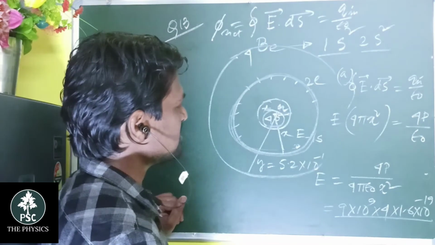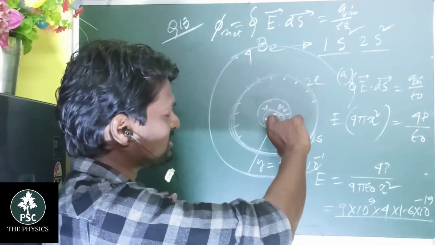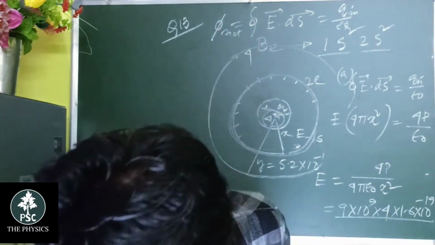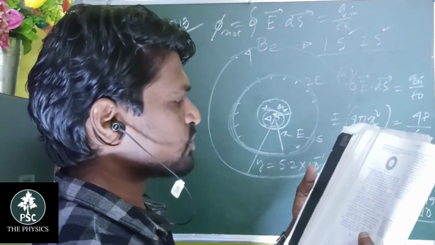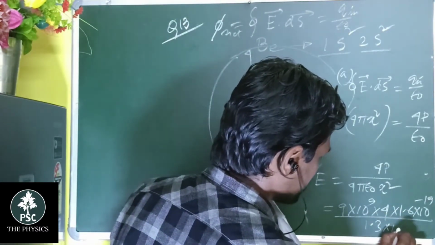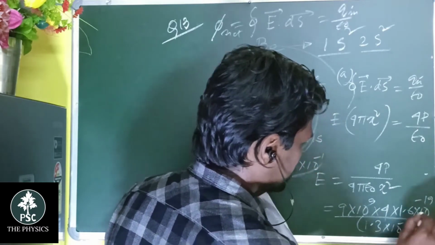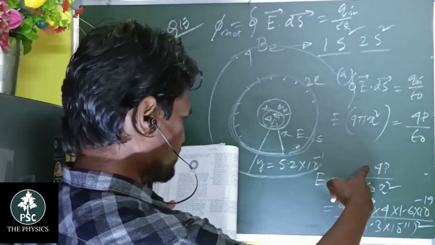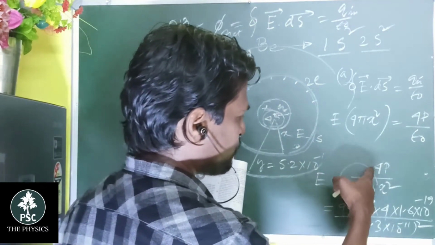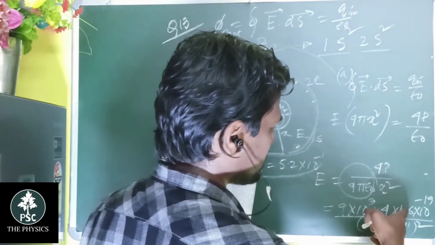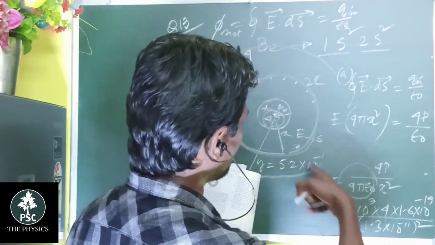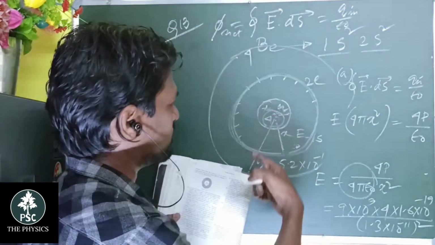So x means the separation distance, that is the distance of the 1s orbital from the center, which is 1.3 into 10 to the power minus 11, and this is squared. So 1 by 4 pi epsilon naught is a constant, 9 into 10 to the power 9, 4 into p, the charge of the proton, that is 1.6 into 10 to the minus 19, by x square, that means you have to take the distance from that particular point.